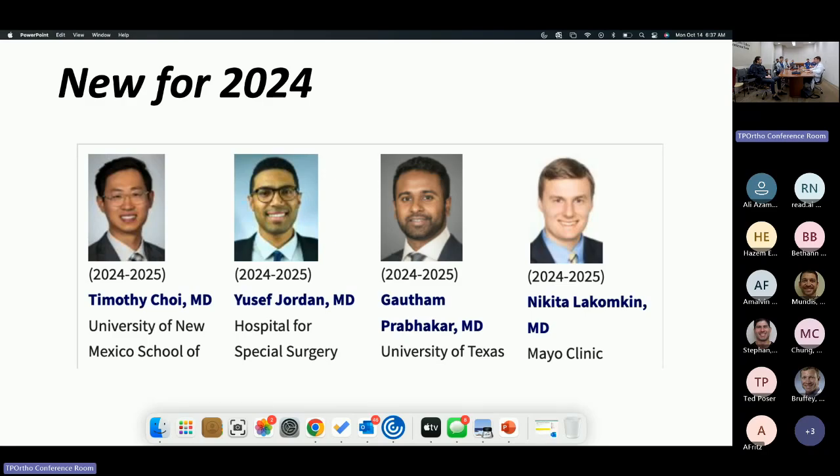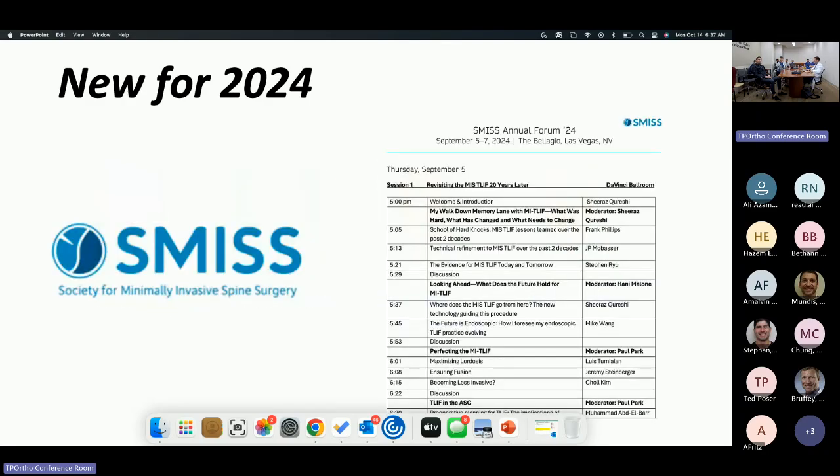Okay, new for 2024. At ISASS this year, it was kind of cool because the opening session on Thursday night, which is usually one of the better attended sessions, was all about TLIF and the history of it over the last 20 years, what people are doing differently now, and what they learned. It was a cool session, and I learned a lot of interesting things, a few of which I want to go through today.